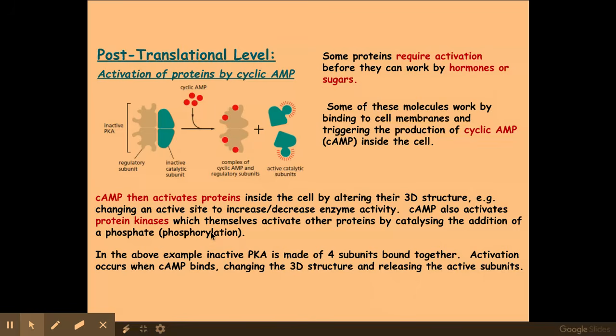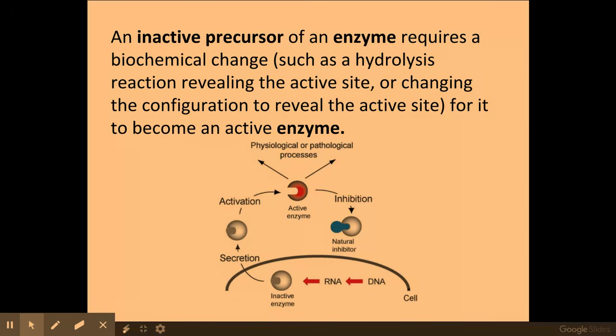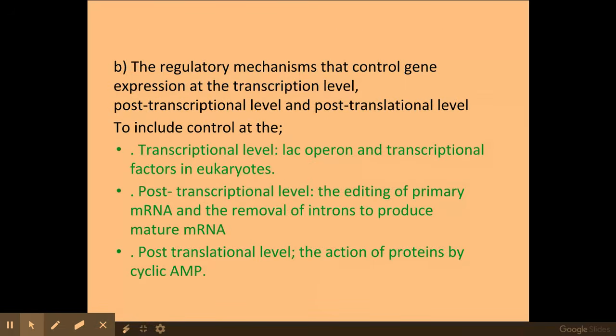Another way in which cyclic AMP might work is to activate enzymes, so turning a pre-active precursor into an active enzyme. So there we have it, the regulatory mechanisms that control gene expression. Good luck with your exams.